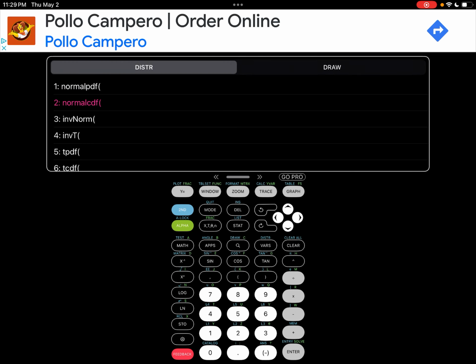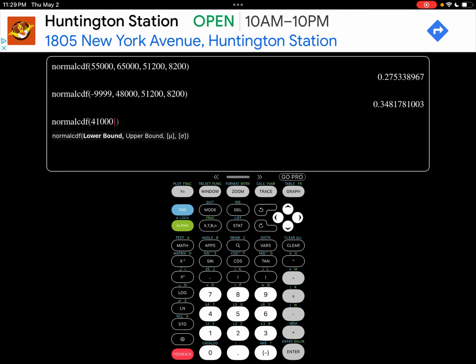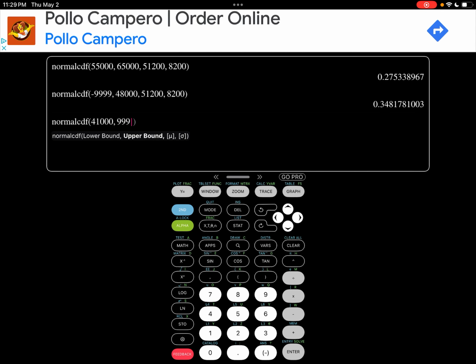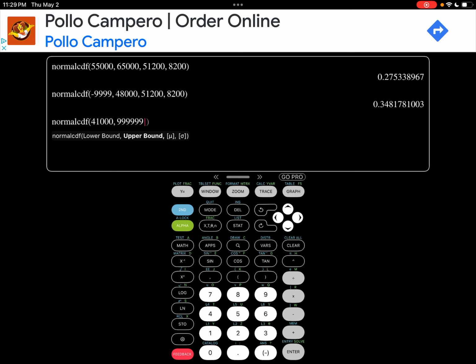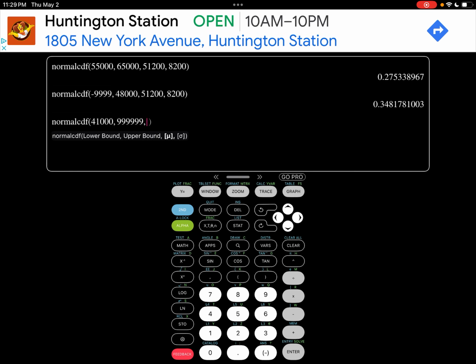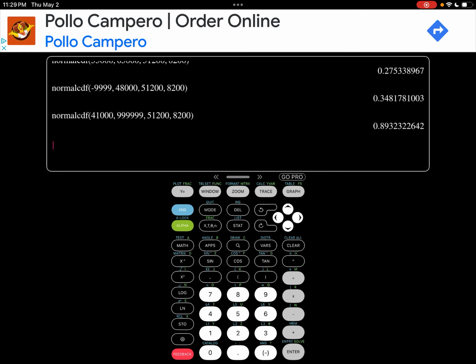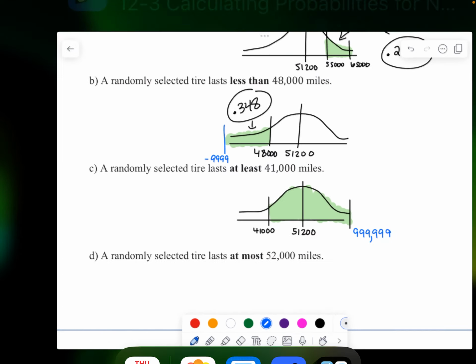Second vars, choice 2. My lower bound is my 41,000. My upper bound, again, you could type in 1,000,000, you could type in any number, just make sure it's much bigger than the distribution. And then we have our average and our standard deviation to the nearest thousandth, 0.893.